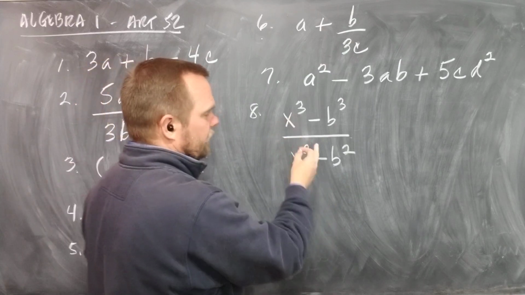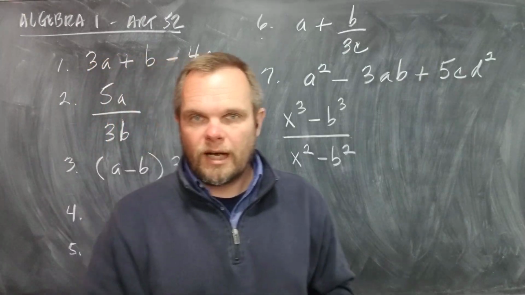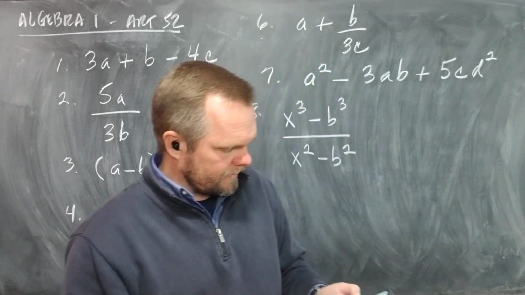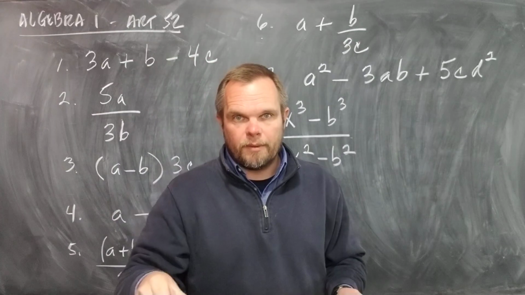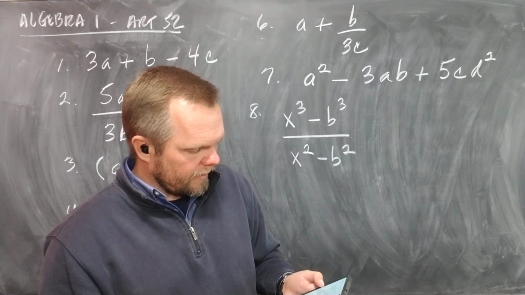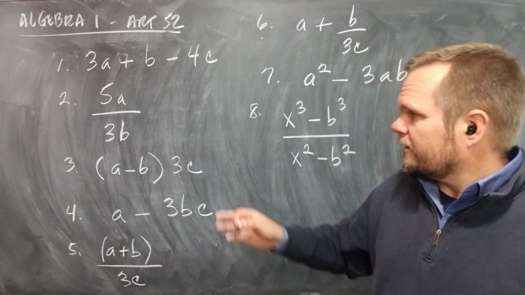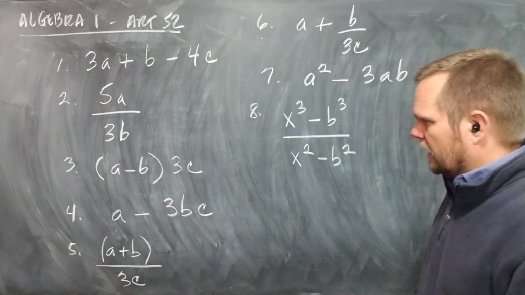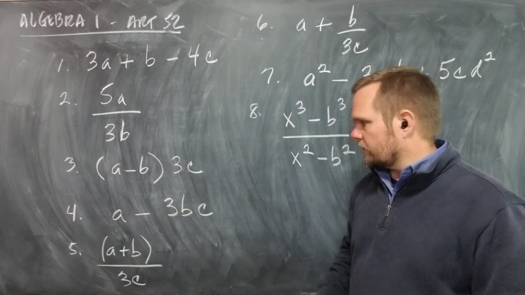Now, how did I know how to separate those terms? The comma marks in the lessons are very significant. Okay, in number 8 it says x cubed minus b cubed, comma, divided by x squared minus b squared. So really, these exercises come down to the commas. So pay attention to those commas as they're used to mark different terms in these exercises.